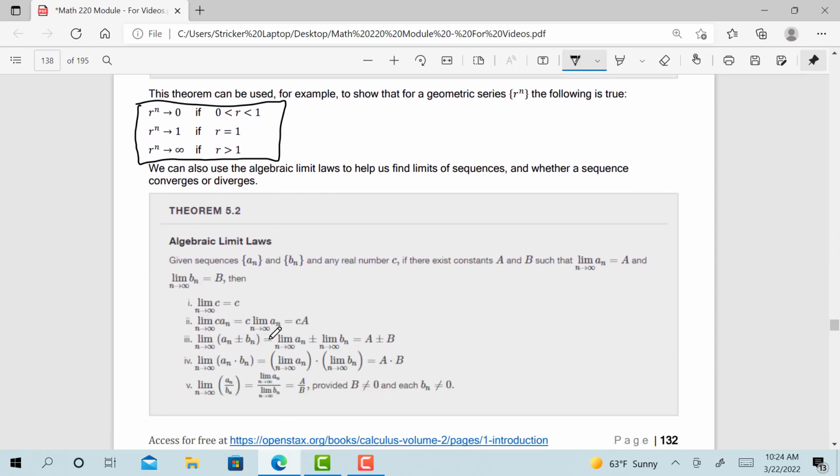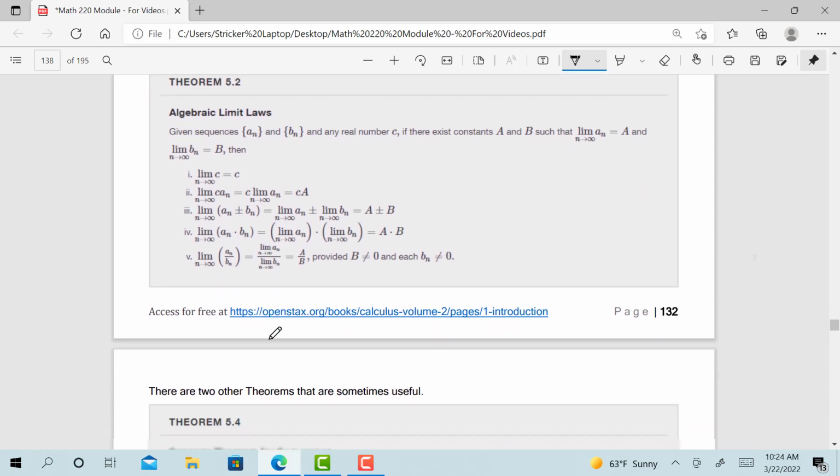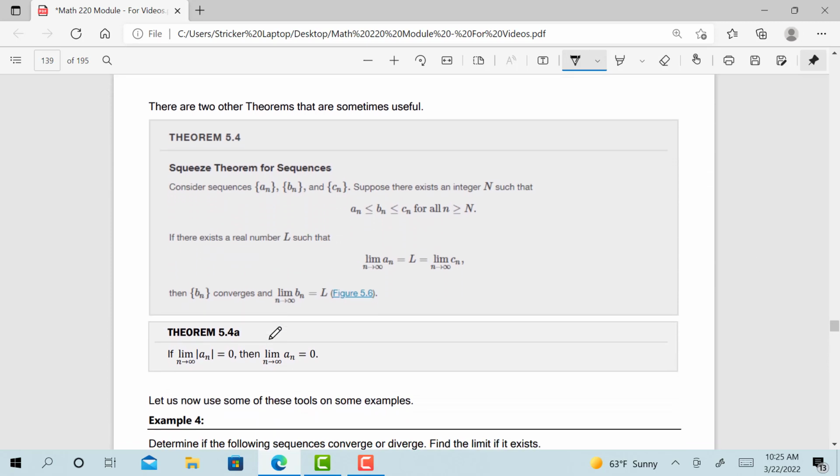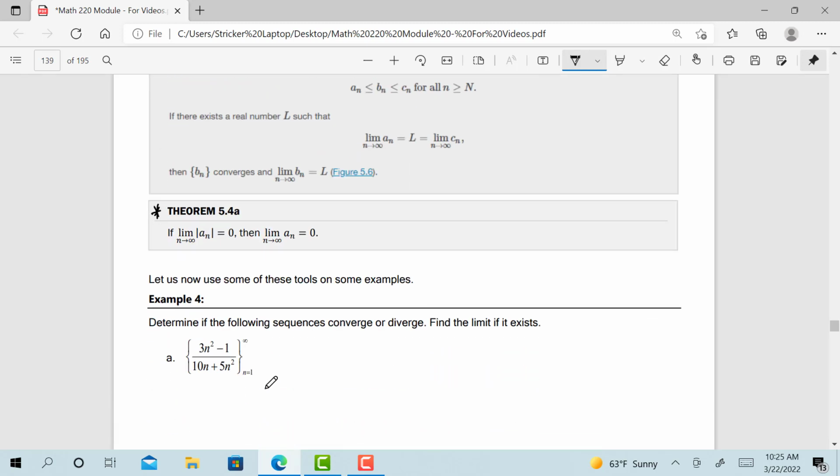We could also use some of the algebraic limit laws. We're not going to use those a whole lot. A couple more theorems. There's the squeeze theorem. And then I particularly like this one. This can be useful sometimes. It says if we take the limit of the absolute value of the sequence and you get 0, then the limit of the sequence itself will be 0. In other words, if the absolute value of the terms approaches 0, then the terms themselves will approach 0.